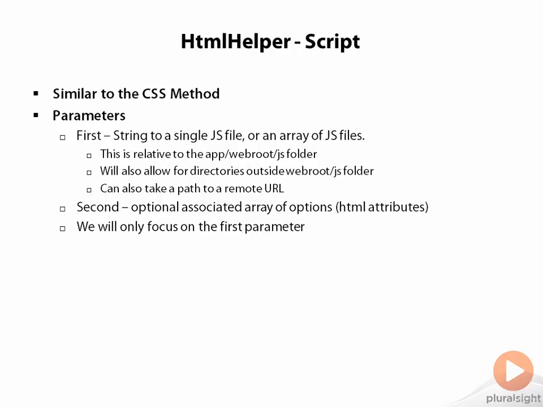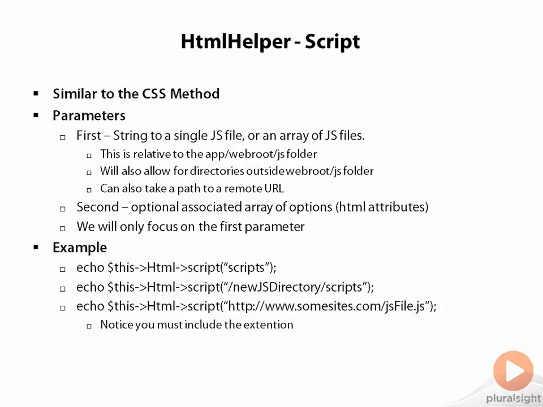We will only focus on the first parameter of this script method. So for example, we have this, HTML, and then our script method, and we are passing in as our parameter the name of our JS file without the file extension. Now if we wanted to include a script file that was not in the webroot JS folder, we would use a relative path based off of the webroot directory. So in this case, our script file would be in the webroot/new JS directory. Our third example covers the remote URL. In this case, we would need to include the file extension. Here's the output from our first example.